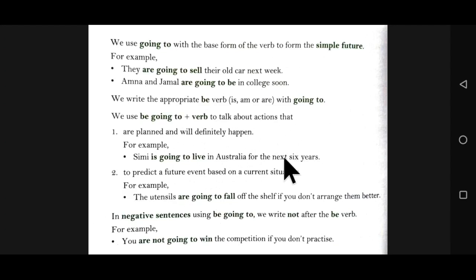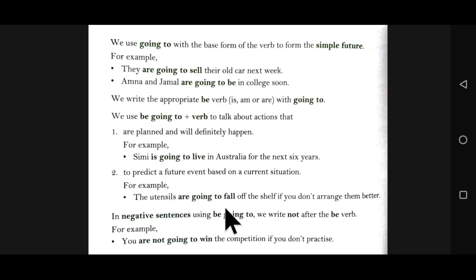So what are we using? First of all, we are using the subject, then is, then going to, then the verb, then the rest of the sentence. And next, what is the use? To predict a future event based on a current situation. Example, the utensils are going to fall off the shelf if you don't arrange them better. So this is an action that is predicted to happen in the future on the basis of the current situation.